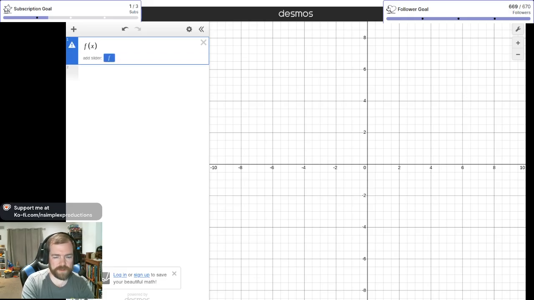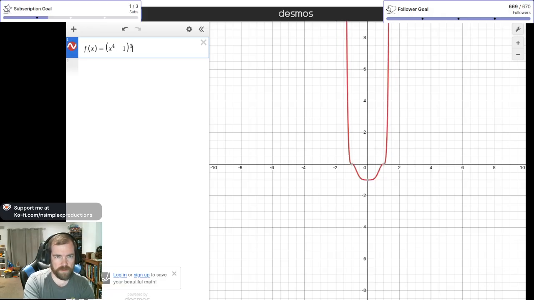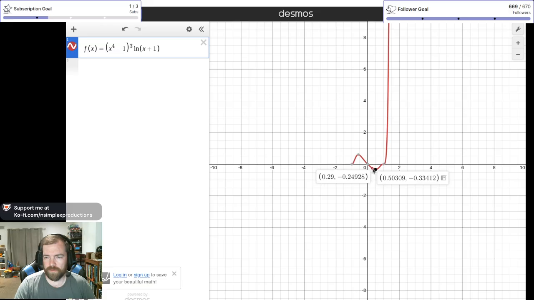And again, you could figure all this stuff out by saying, let's go, f of x is equal to, this was (x to the fourth minus 1) to the third times natural log of x plus 1. Right, yeah, at 2, we're already way off the chart here. But if we had done, like, at 0.5 or something like that, right? We could have come up with this value as well.